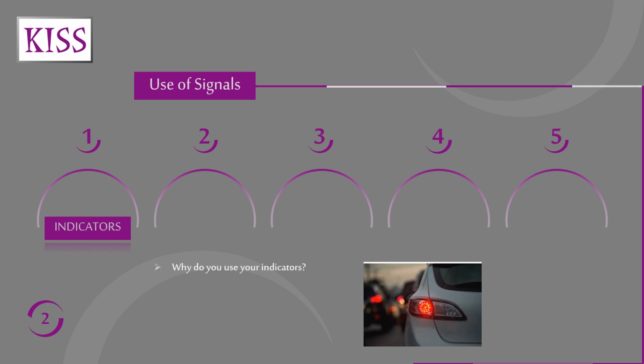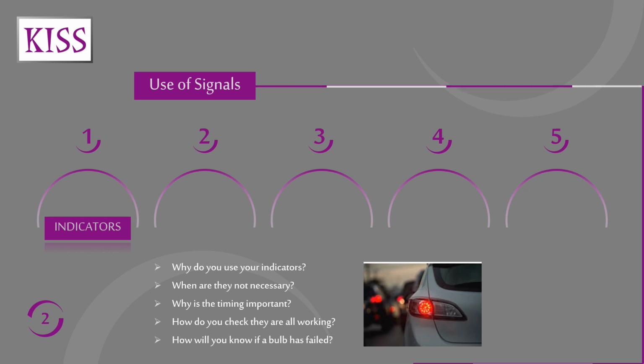Why do you use the indicators? When are they not necessary? Why is the timing important? How do you check they are all working? How will you know if a bulb has failed?